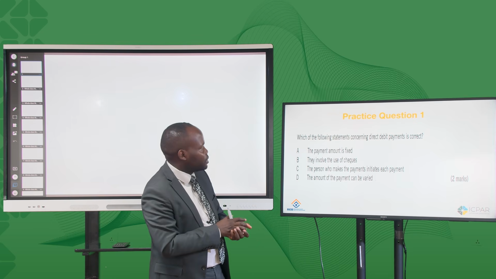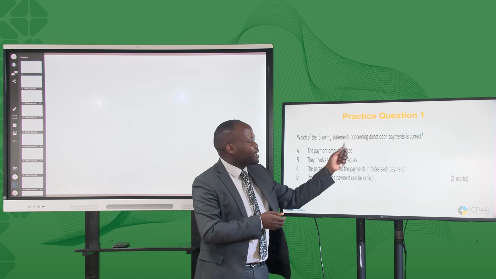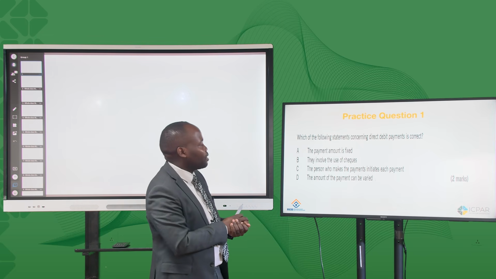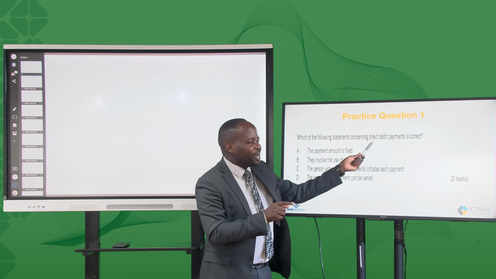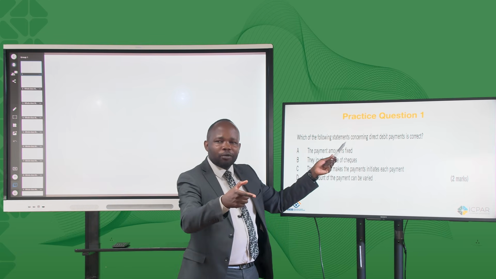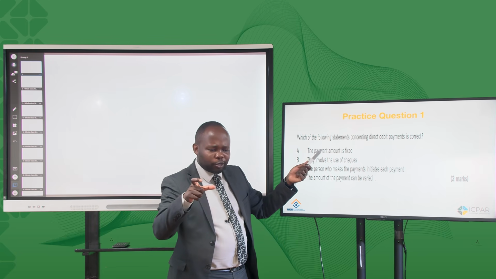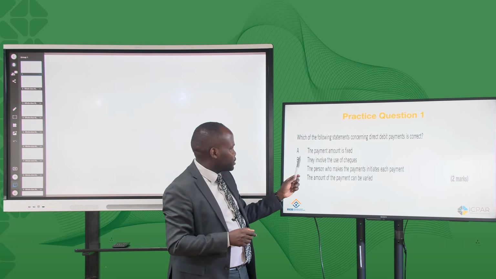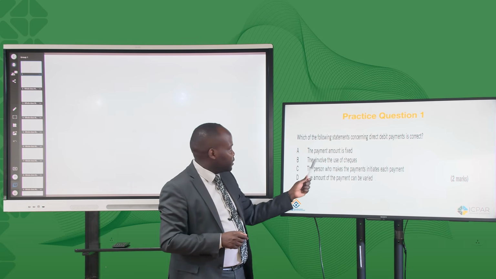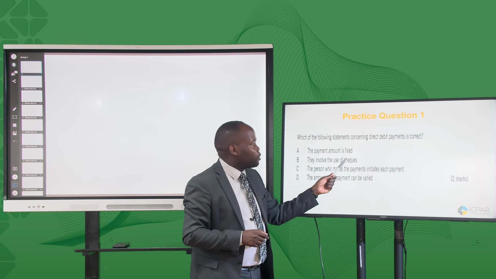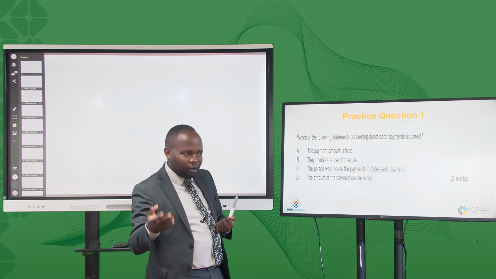Some examples. Number 1, which one of the following statements concerning direct debit payments is correct? Remember, a direct debit is a payment which is irregular, and it can be variable. The amount is not fixed. A, the payment amount is fixed. That's not true, it's a standing order if it's fixed. B, they involve the use of checks. No, direct debits don't necessarily involve checks.